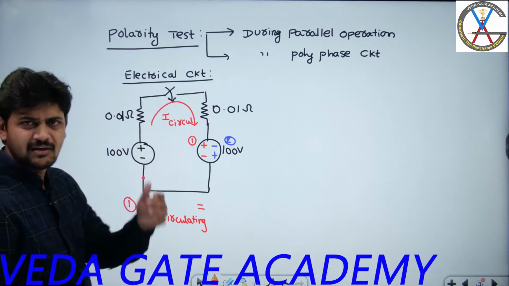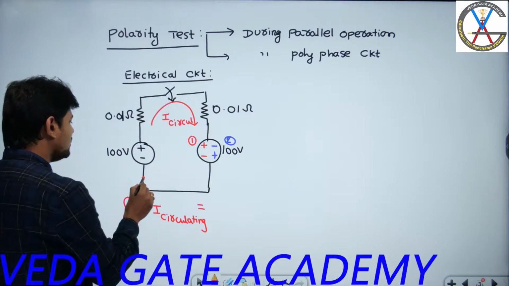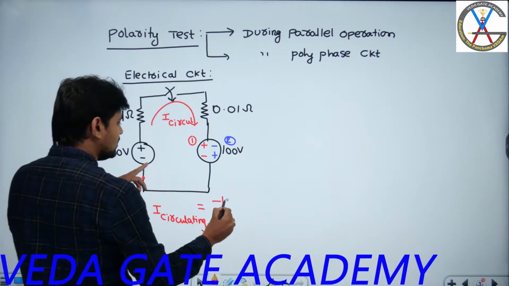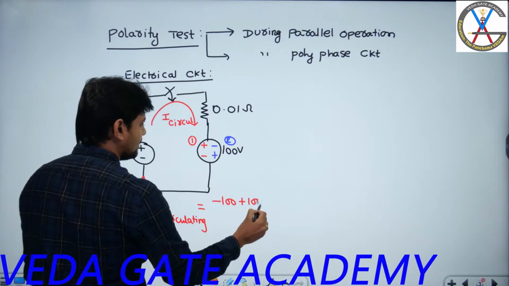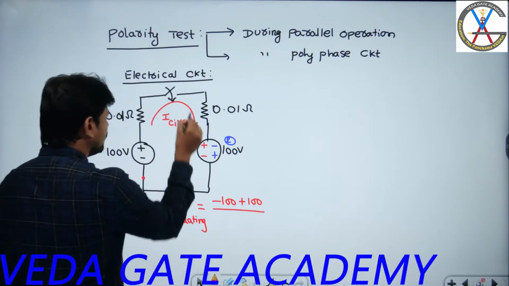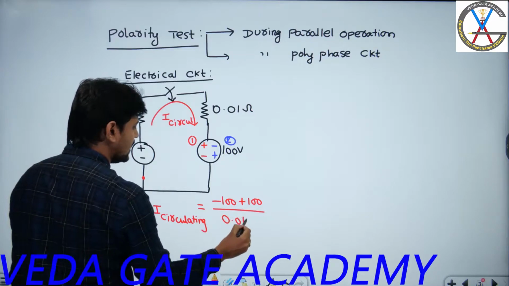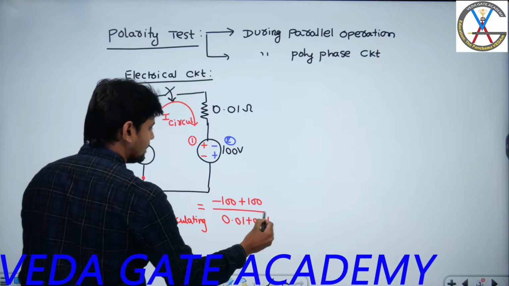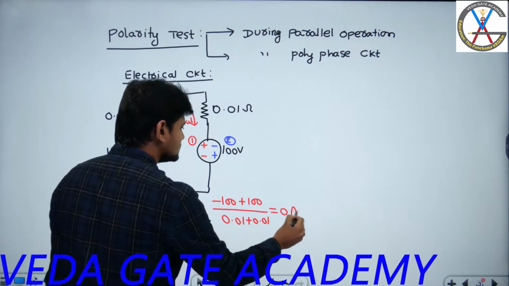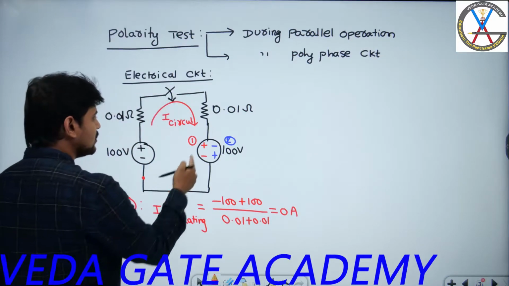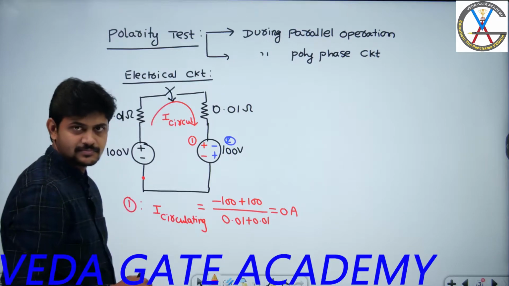You can apply simply KVL, guys. If I start from here, minus 100, and here you have plus 100, divided by the overall impedance 0.01 plus 0.01. Yes or no? So what is the circulating current you are going to get? 0 amperes. When I get 0 amperes, this is plus and minus, right?